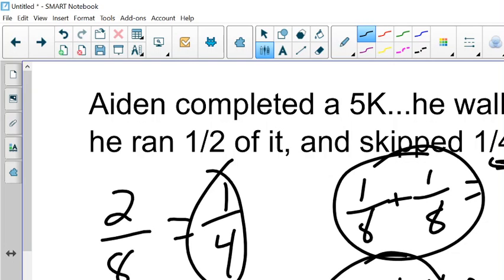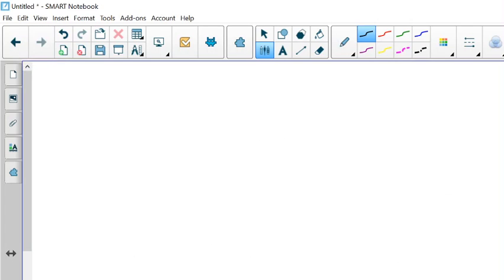Okay, so how far then did he run? Well, half of it. What's half of 5? 2.5. So this is how far in kilometers he ran, and the rest, whether it's his joyful skipping or walking, was the other 2.5. So neat. Just knowing that 2/8 is 1/4 was super helpful. Okay, let's take it one step further.